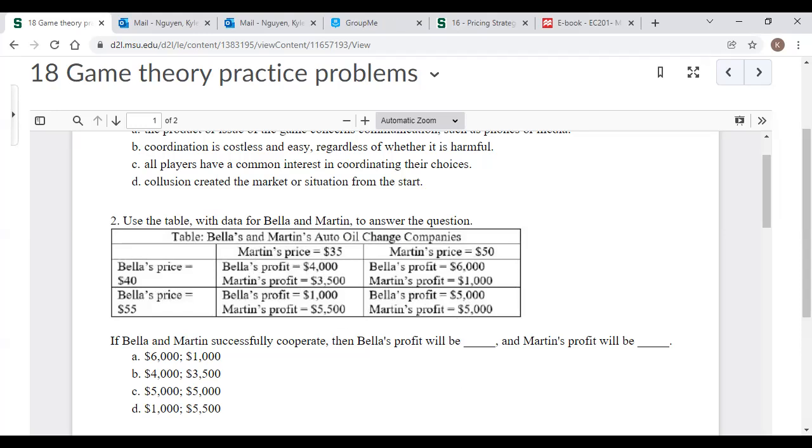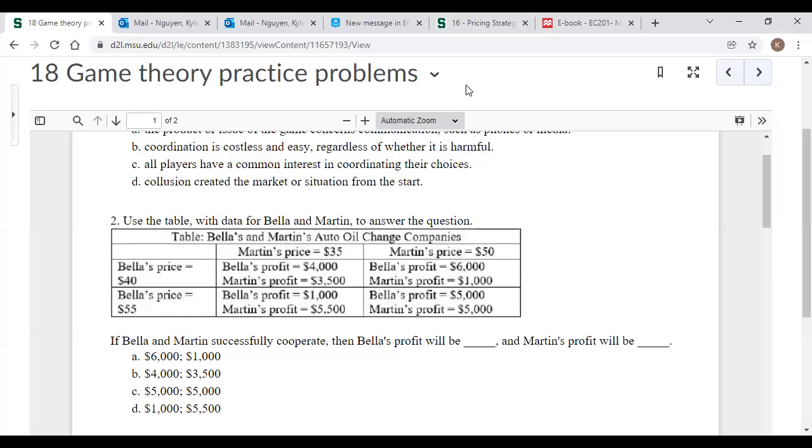So in this case, let's narrow down our options. They could either both lower their prices for 4,000 or 3,500, or they can both raise their prices and both get 5,000. Obviously, they both want to get 5,000 because that's more money. So the answer for 2 is C. Are there any questions about that?